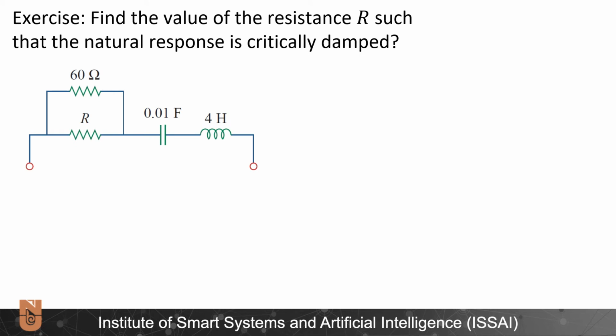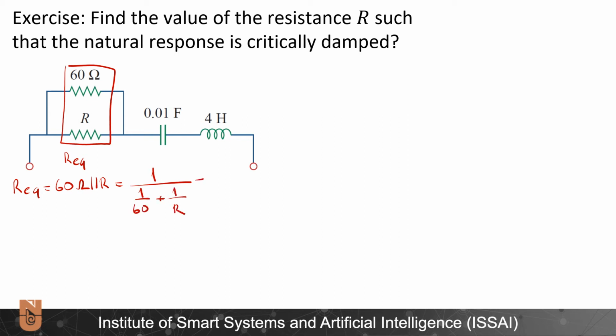We need to find the value of resistance R such that the natural response is critically damped. When I look at this circuit, I see that the circuit can be reduced to a series RLC branch if I were able to reduce this to a single equivalent resistance. And that R equivalent is simply 60 ohms in parallel with R, which is equal to 1 over (1 over 60 plus 1 over R), and this is equal to 60R divided by 60 plus R.